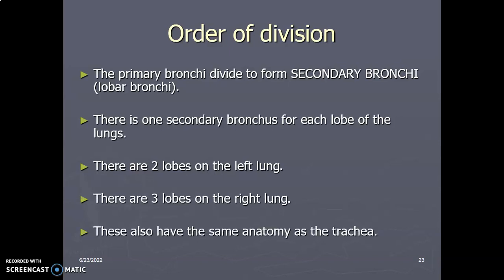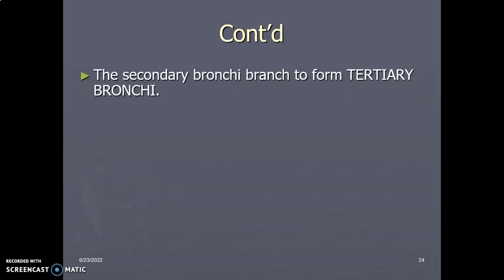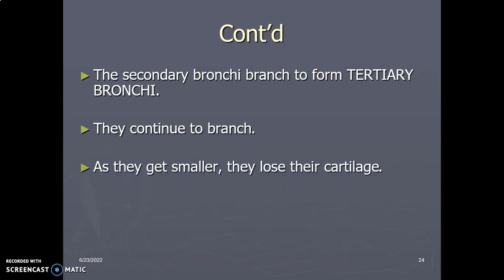And these secondary bronchi, just like the primary bronchi, have the same anatomy as the trachea. Then what happens to the secondary bronchi? They now branch into tertiary bronchi. These tertiary bronchi continue to branch and get smaller. So from primary to secondary to tertiary, as they keep branching, number one, the caliber, the diameter, becomes smaller. Number two, there's loss of cartilage. Remember, there's lots of hyaline cartilage in the tracheal ring. As you continue dividing, you lose the cartilage.